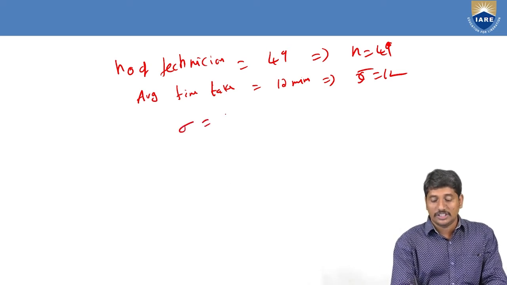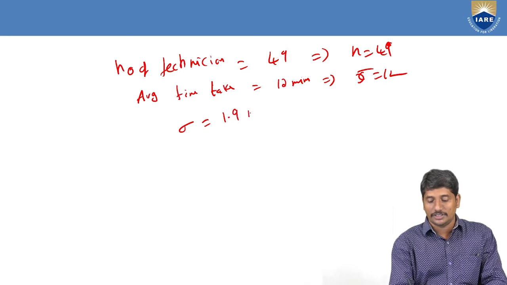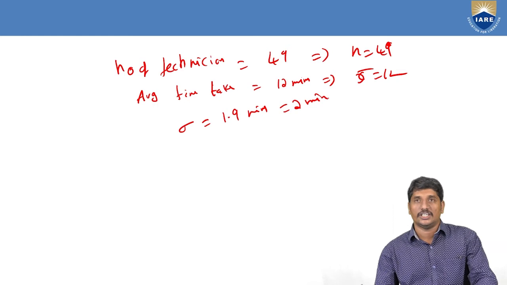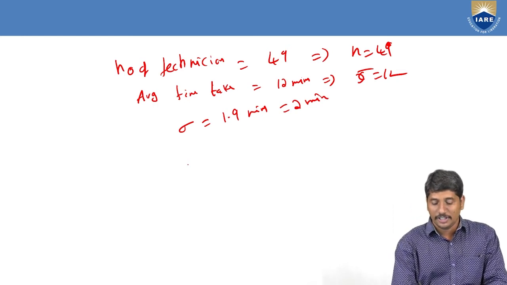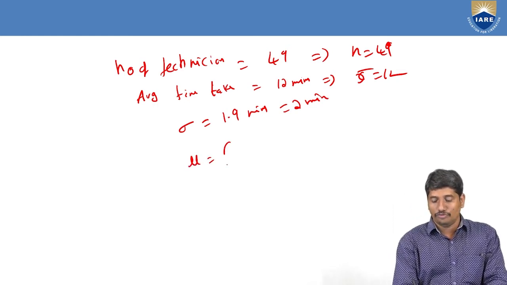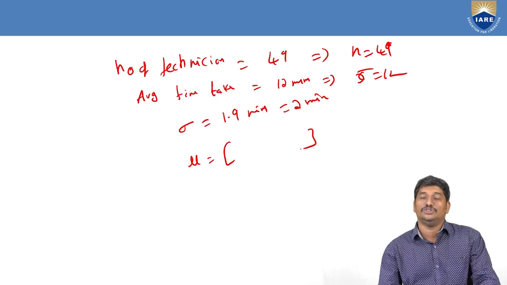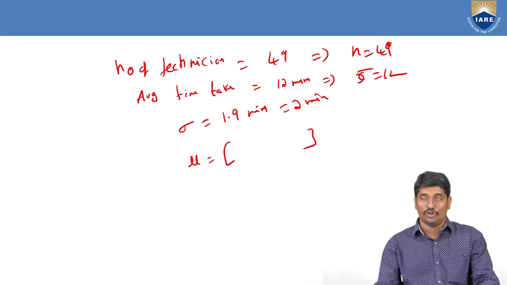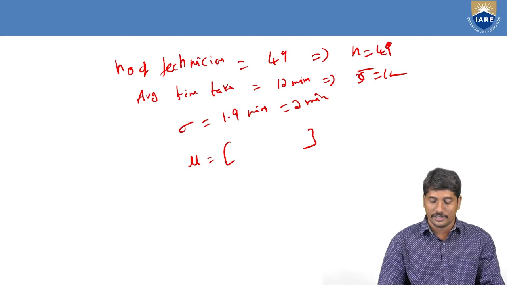What is the standard deviation given? That is 1.9 minutes. You can take it as around 2 minutes as the standard deviation. Now you have to estimate the interval for mu, within which two values the mu is going to fall. You are going to try to find that value.